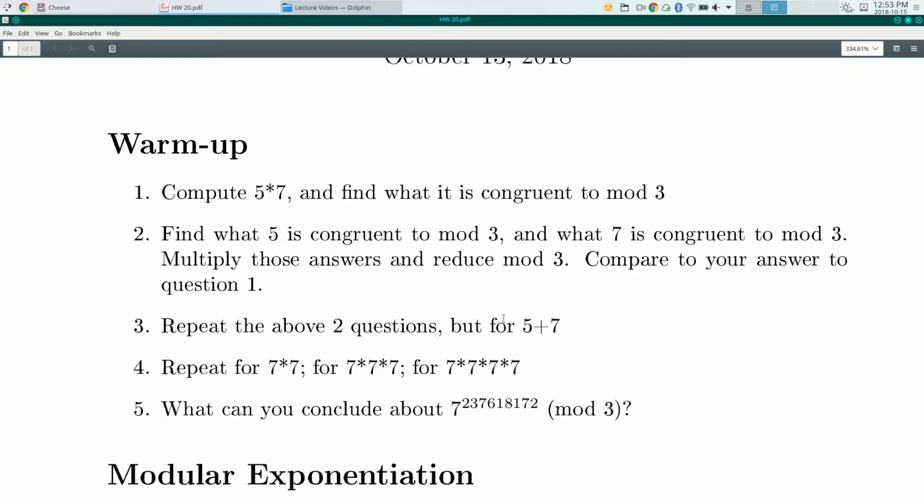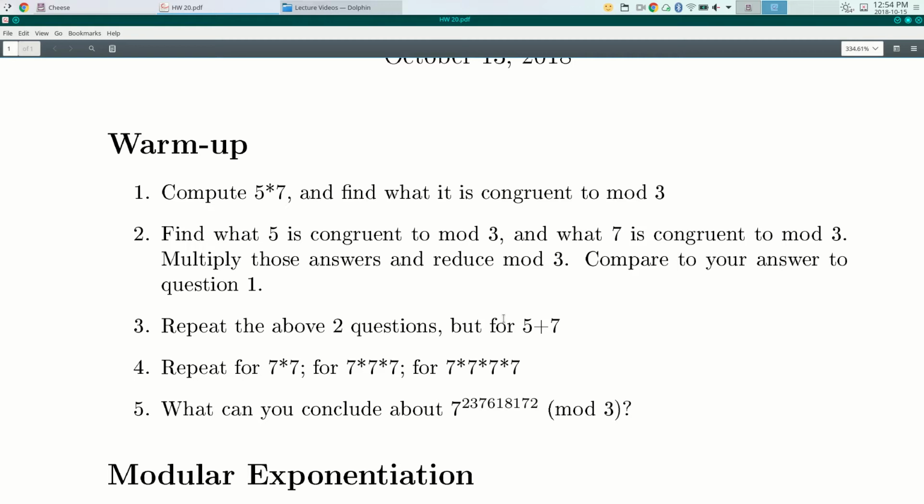So what is 35 modulo 3? How do we know that? 3 goes into 35 11 times. That gets you to 33. You've got 2 left over. That's what it's congruent to. Alternatively, 35 minus 2 is divisible by 3.